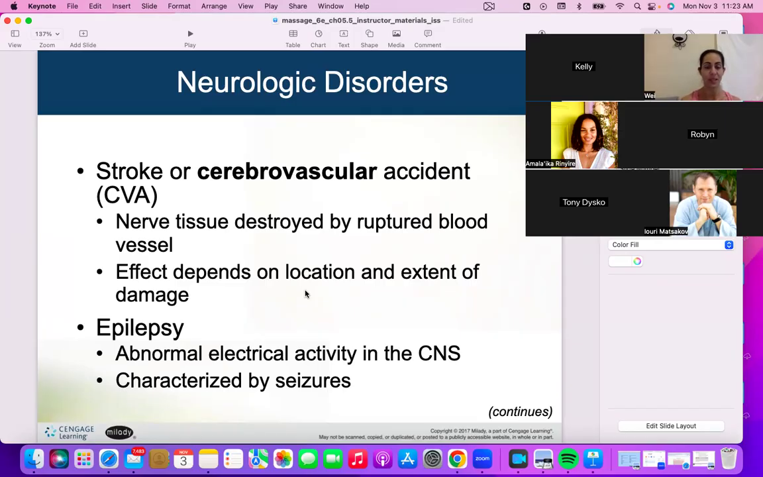It is characterized by an actual seizure, which can be mild, but they are noticeable. Now, people that live with epilepsy can live normal lives like any other person, but they require some medication to control the seizures. Massage, on the other hand, is inappropriate during a seizure, of course, because you won't be able to do that.